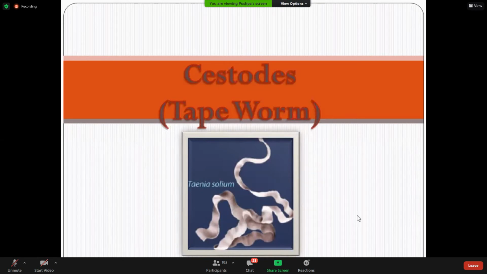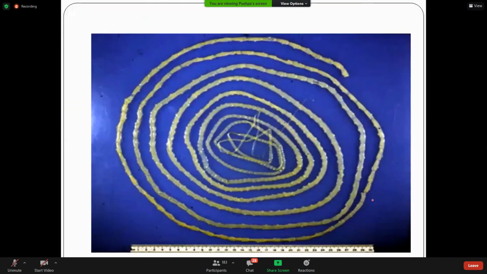They are flat, plate-like, and they can grow into this much size. Can you imagine? This big. It's huge.